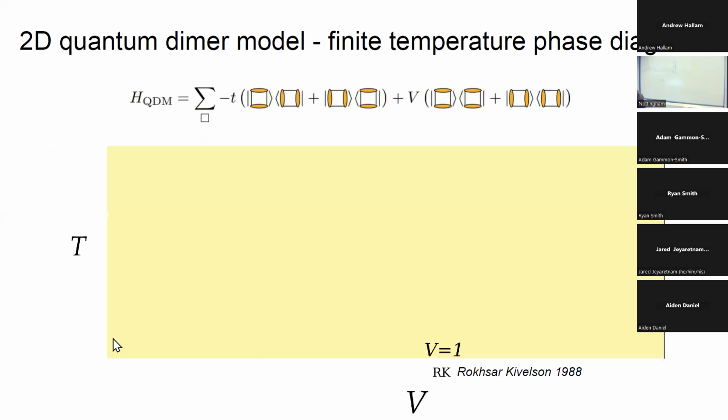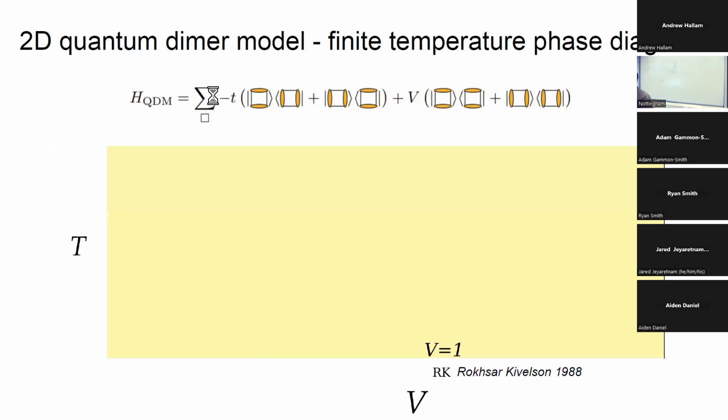Now, the question that we set out to answer is: what is the phase diagram of the quantum dimer model as a function of the temperature and the interaction potential V, if we treat t, the coefficient of the kinetic energy term, to be 1. So yeah, hope the axis is clear.